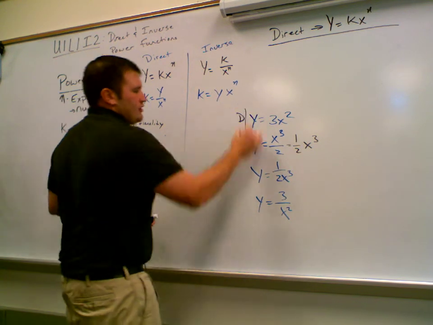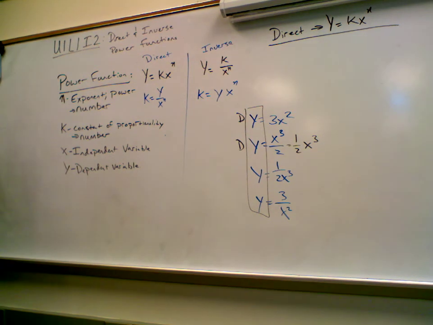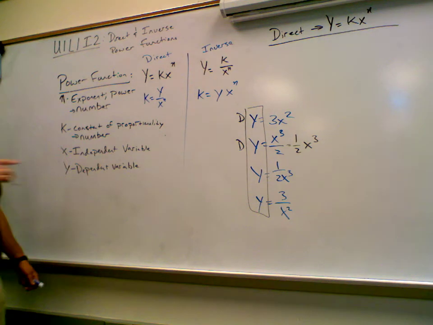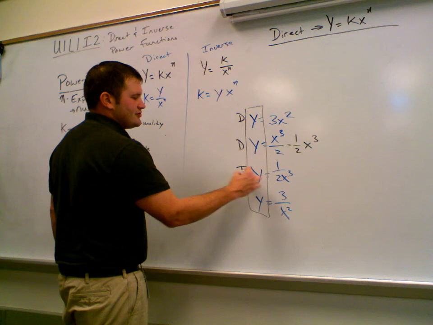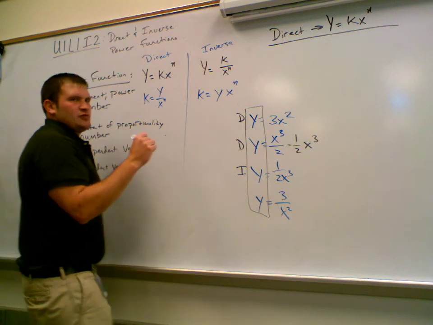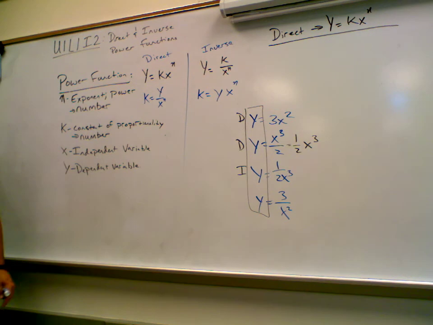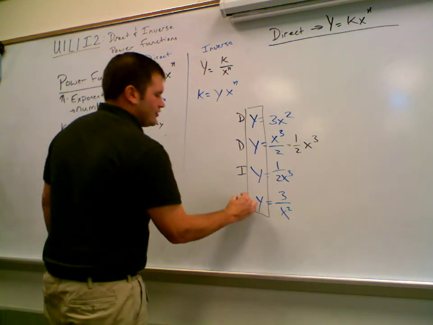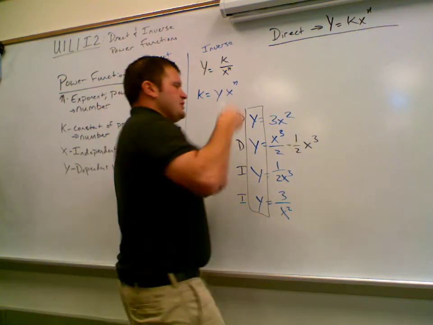Every single one of these are solved for y. Because y is by itself. So what if y has something? We'll get there in a second. Alright, how about this one? Direct or inverse? Inverse. It's inverse because where's our x? On the bottom. What about this one? Inverse. Same thing, x on the bottom. X on top. Now let's rewrite some of these.